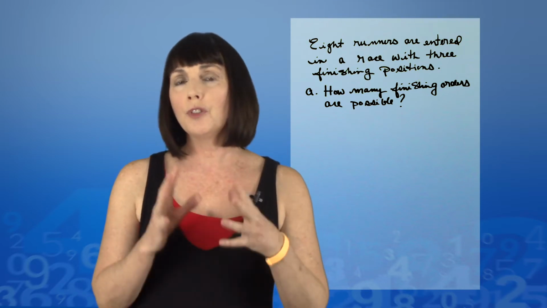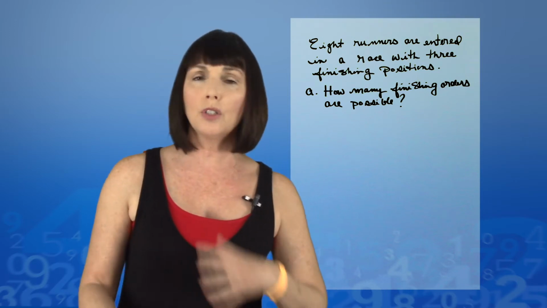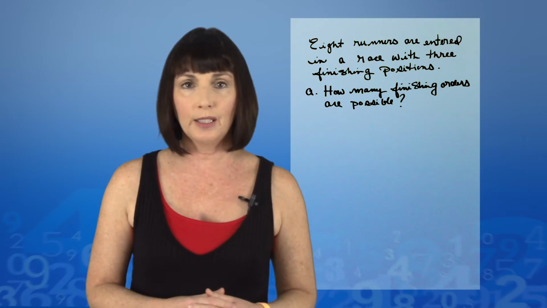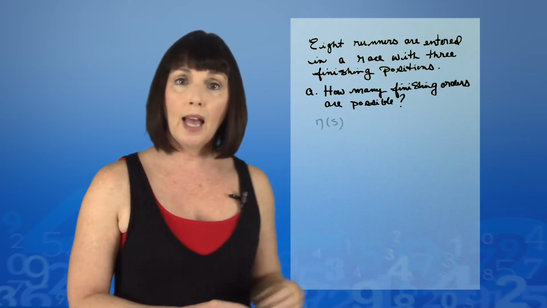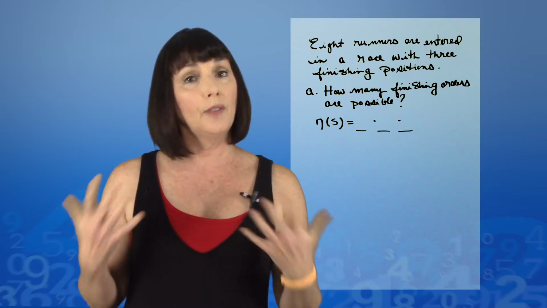All right, so to figure this out, we're going to use the fundamental counting rule. What we're finding here is our sample space, the total number of possible outcomes we could get, and we notate that as n of s. There are 3 finishing positions, and we have 8 runners.